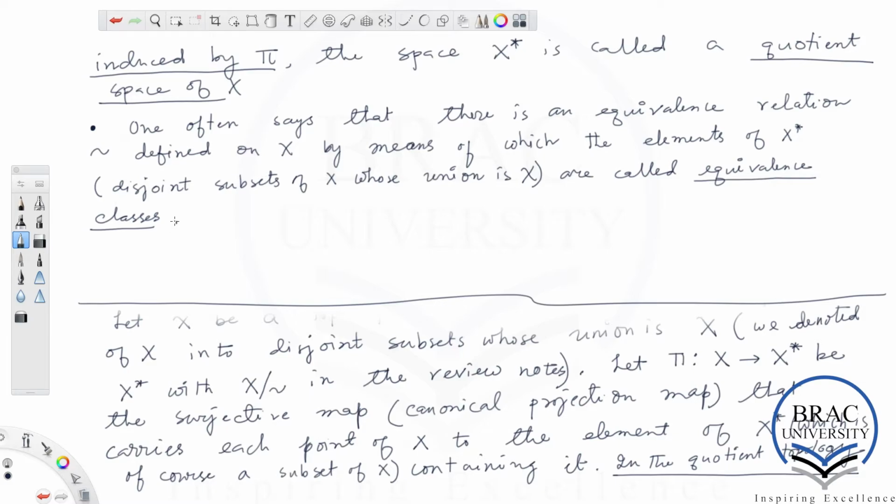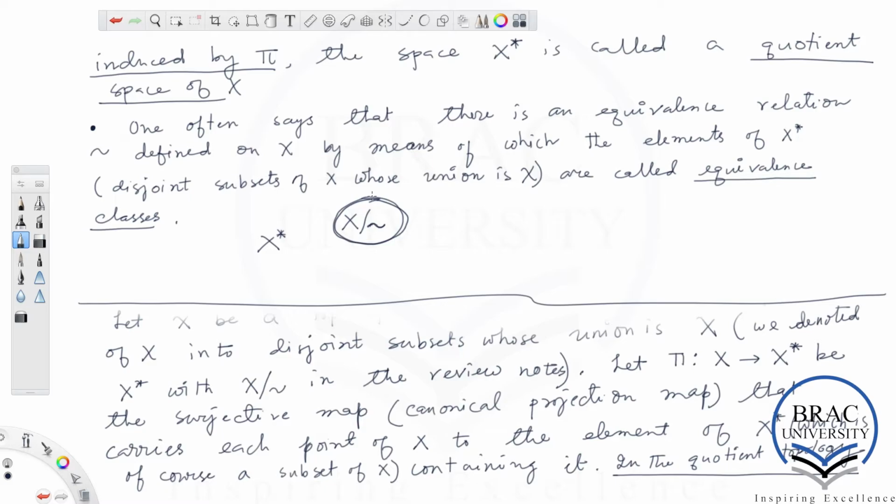So that is precisely the reason we denoted the quotient space with X modded out by the equivalence relation. This is so that instead of using X star, we use this notation for the quotient space, so that this equivalence relation becomes manifest in this notation.